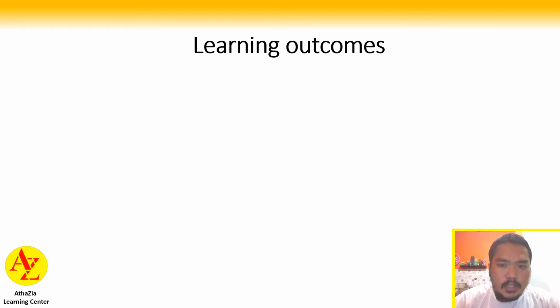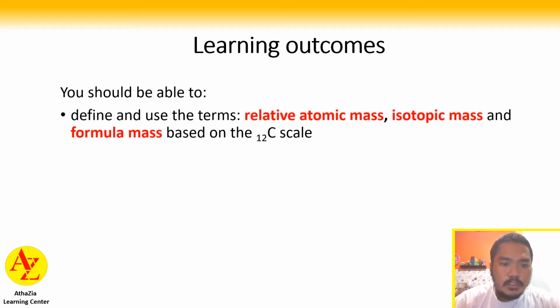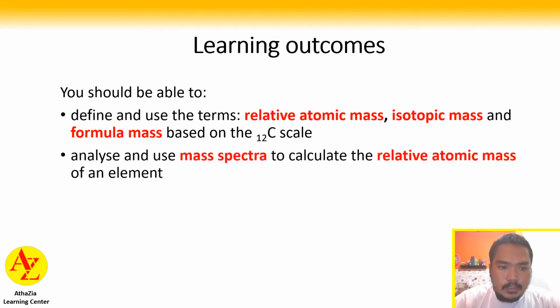These are the learning outcomes for these videos. You should be able to define and use the terms relative atomic mass, isotopic mass, and formula mass based on the carbon-12 scale. Analyze and use mass spectra to calculate the relative atomic mass of an element.